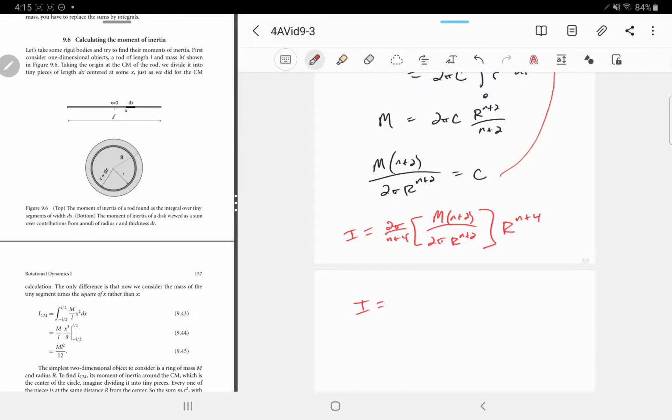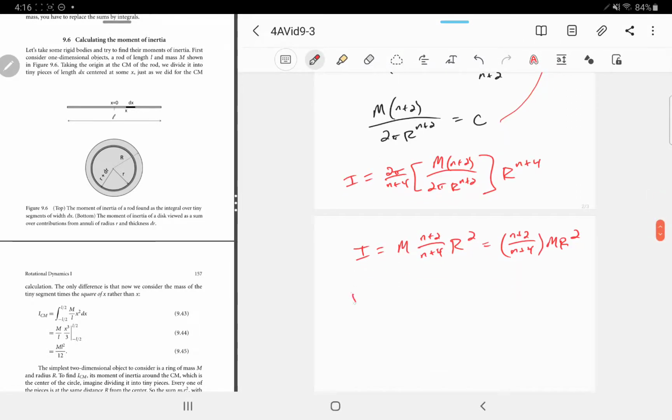The 2 pi's cancel. Looks like we have m times n plus 2 over n plus 4. And then r to the n plus 4 divided by r to the n plus 2 just gives you an r squared. So this is nice because dimensionally this makes sense. So this is just some number times m r squared. Okay, so all moments of inertia look like this. It's just some number times m r squared. So this is good.